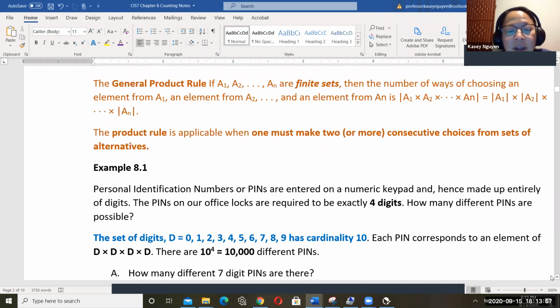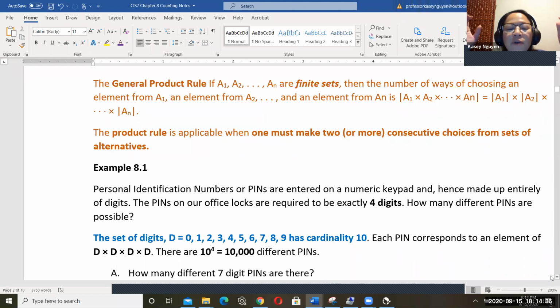So you have personal identification numbers, PINs, which are entered into a numeric keypad. The PINs that people use are 4 digits. How many different PINs are possible? If we're looking at digits, we can go from 0 through 9, right? That would be our set. That gives us a cardinality of 10. There are 10 elements in that set.